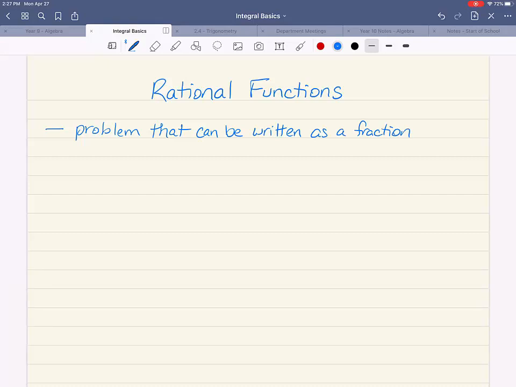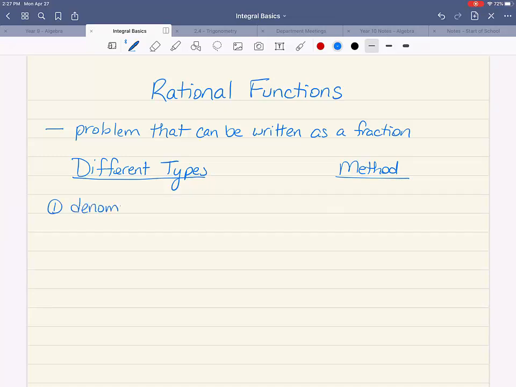Now, we've already covered some of these, so I'm going to make a little chart here, and I'm going to have what are called the different types of rational function problems that we've already done, and the method that we use to solve them. So I'm going to basically outline what we've done so far. So the first kind we came across were where the denominator is a single term. A single term.